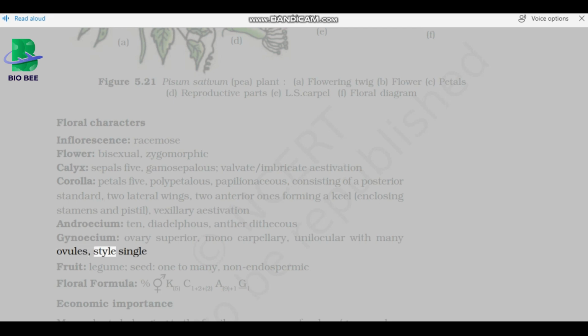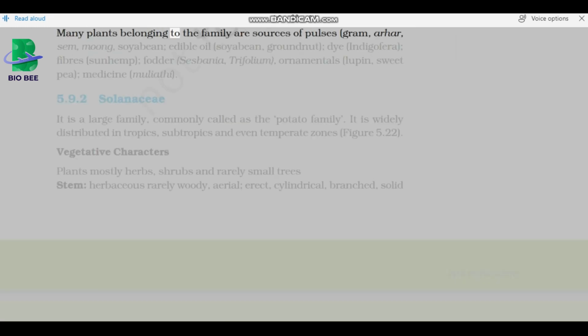Fruit legume, seed 1 to many, non-endospermous. Floral formula. Economic importance. Many plants belonging to the family are sources of pulses: gram, arhar, sem, moong, soya bean; edible oil: soya bean, groundnut; dye: indigofera; fibres: sun hemp; fodder: sesbania, trifolium; ornamentals: lupin, sweet pea; medicine: muliathi.